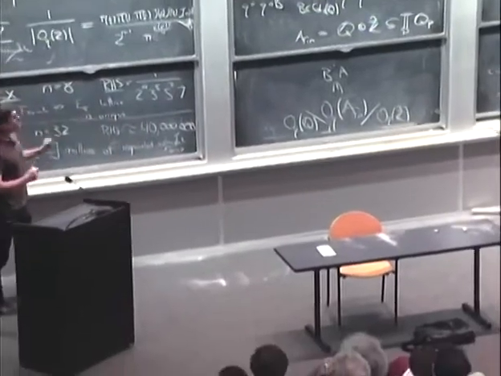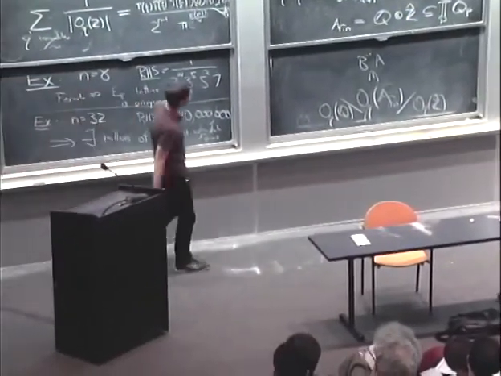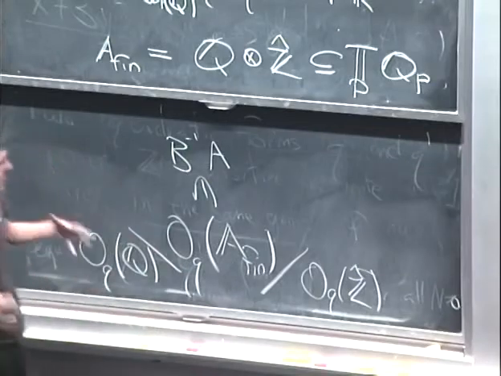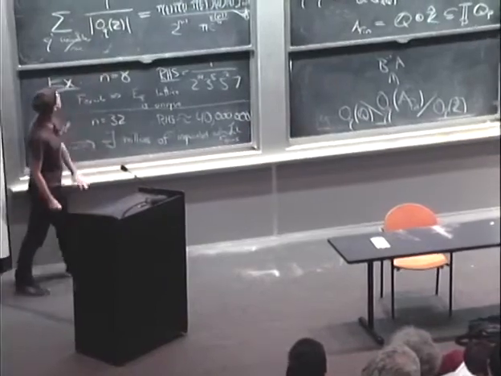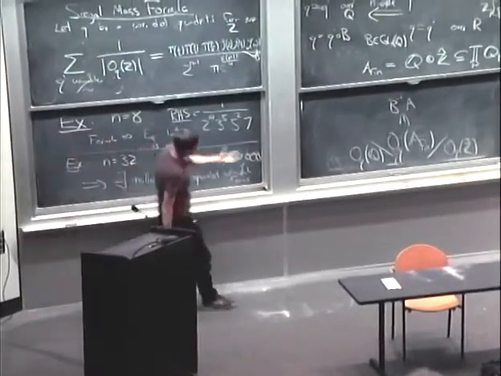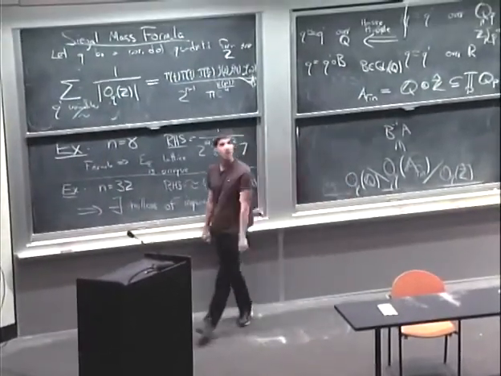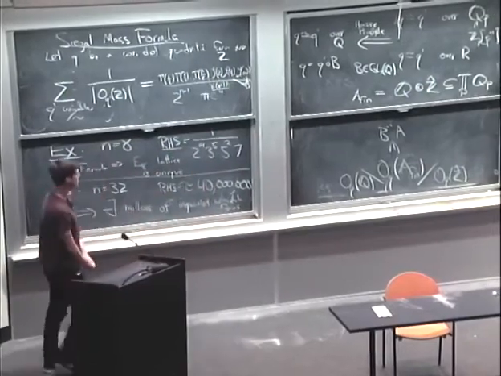So if you elaborate on that argument, what you learn is that this collection of double cosets is exactly the collection of equivalence classes of quadratic forms that are in the genus of Q. So if you ignore the fact that we're throwing in these factors here, what the Siegel mass formula is about is how many double cosets there are. So that's what we want to figure out.